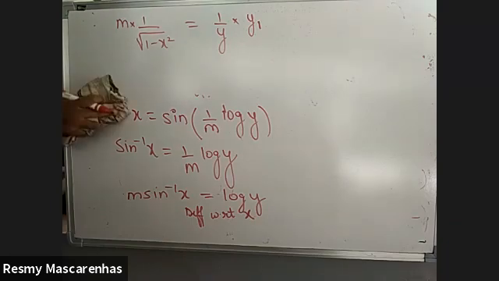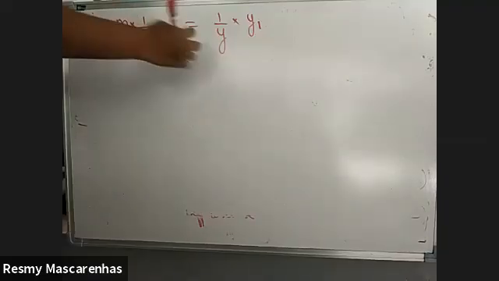Now either you can square on both the sides or directly also you can multiply. So the denominator should be on the other side.